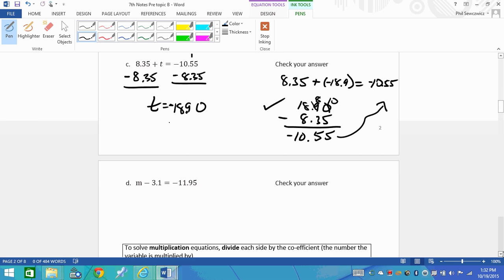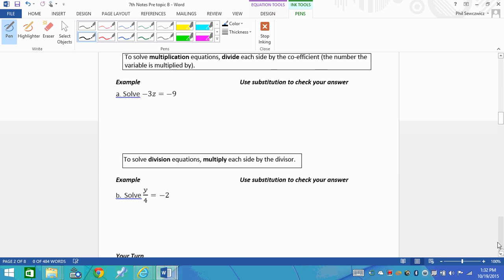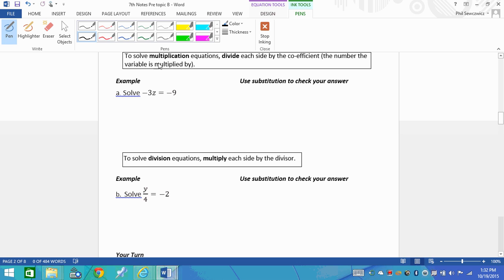All right, so let's skip a little bit here. Let's get to the multiplying and dividing. Just like before, we do the opposite. So the opposite of multiplying by a negative 3 is to divide by a negative 3.